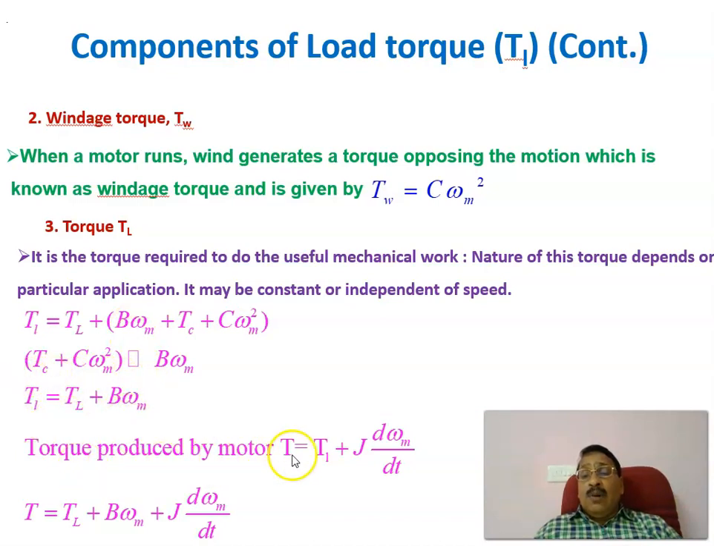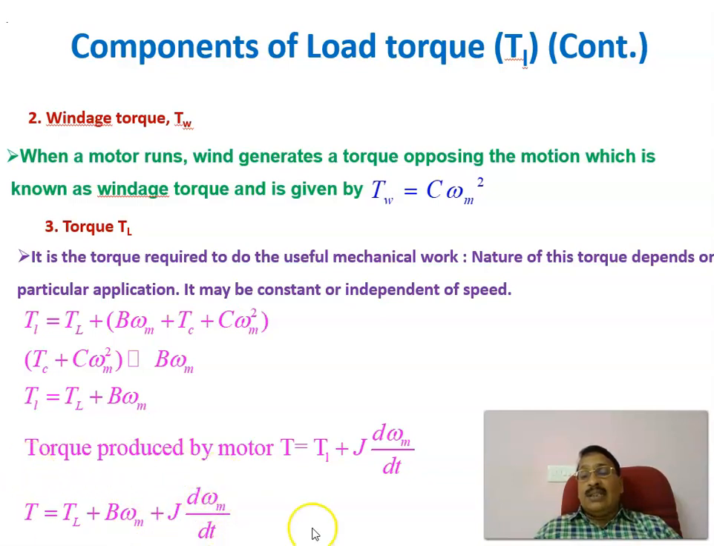Torque produced by the motor, we already derived the equation T minus TL equals J d omega M by dt, or the electromagnetic torque produced by the motor equals load torque TL plus J d omega M by dt. Substituting this value of TL, the electromagnetic torque produced is equal to TL plus B omega M plus J d omega M by dt.